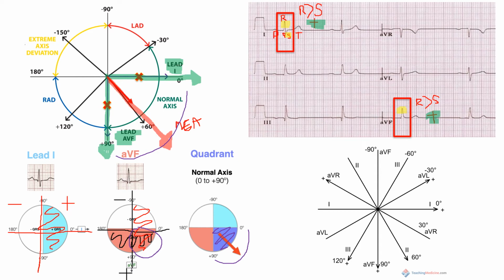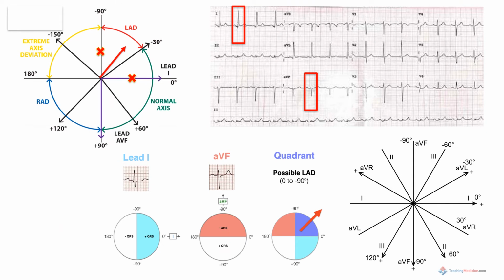So one way to figure out your mean electrical axis is to draw the vectors, and another way is to do the shading. Let's take a look at another example together to figure out the mean electrical axis.